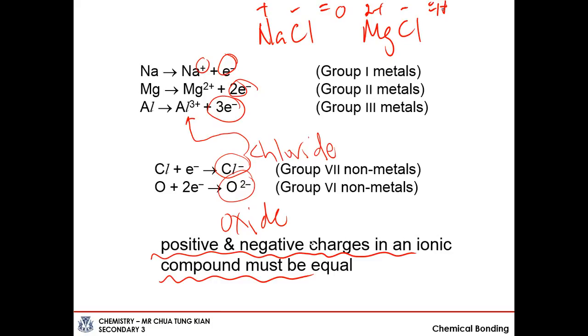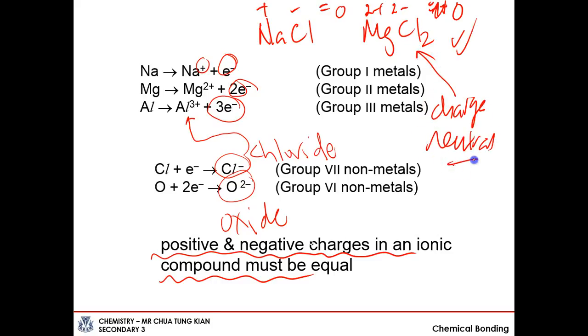How do we get rid of this extra positive charge? We need one more chlorine. So MgCl2, 2 plus, 2 minus. Overall is 0. So this is good. Okay, so an ionic compound must be neutral. The compound itself must be charge neutral. It must be charge neutral. If it has a charge, it is called an ion.